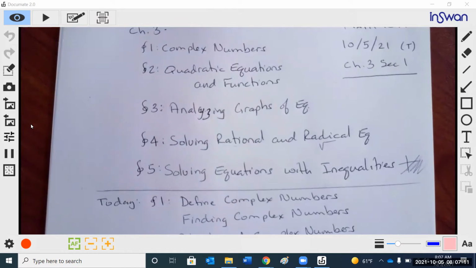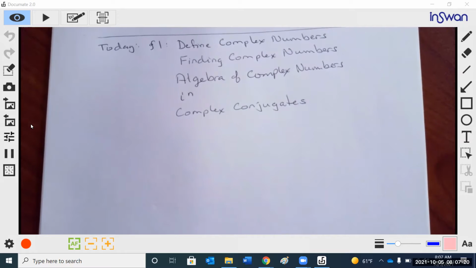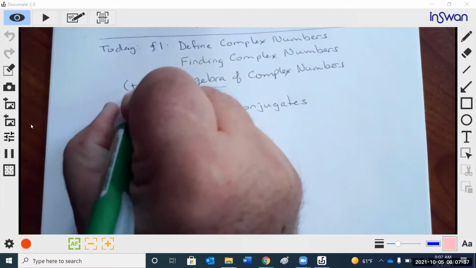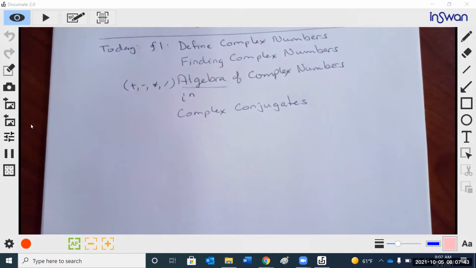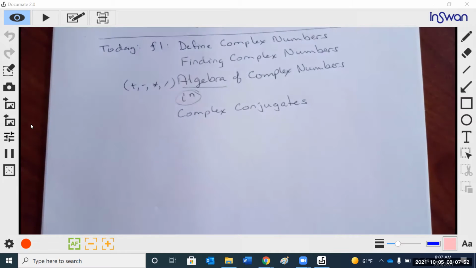Copy this. This is what we're going to do today. Section 1. We're going to define complex numbers. We're going to learn how to find complex numbers. We're going to do the algebra of complex numbers. Remember when I said, whenever you say algebra of complex numbers, all that means is add, subtract, multiply, and divide. We're going to learn how to do those with complex numbers. We'll worry about that when we get to it.